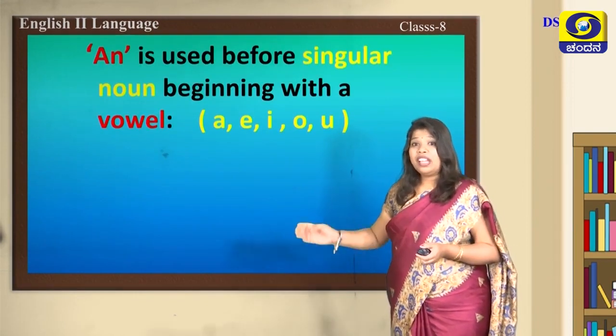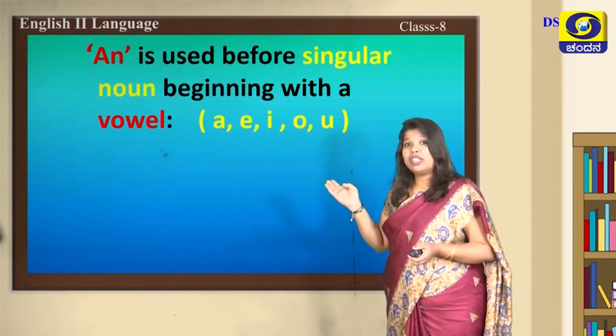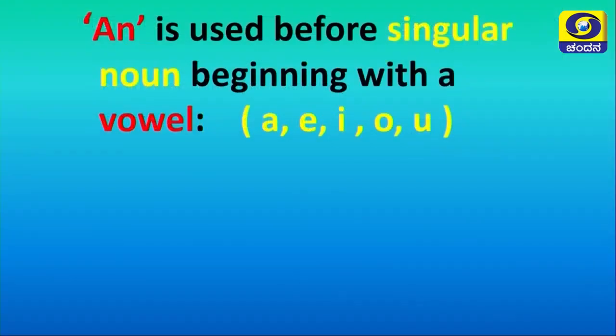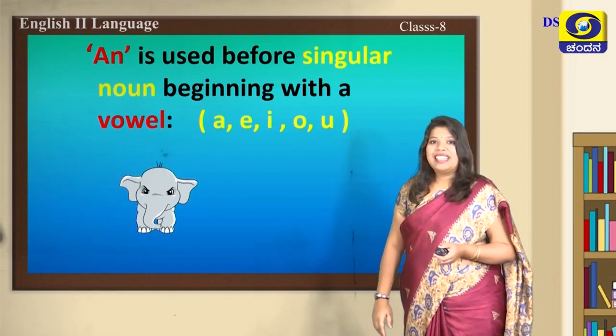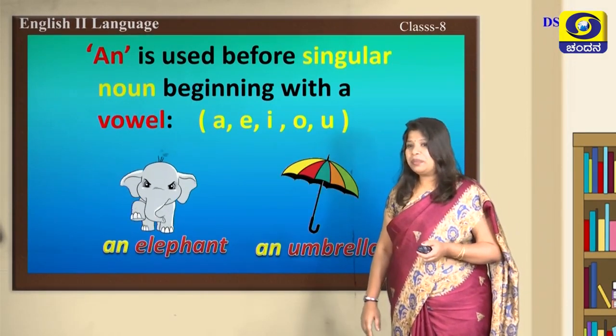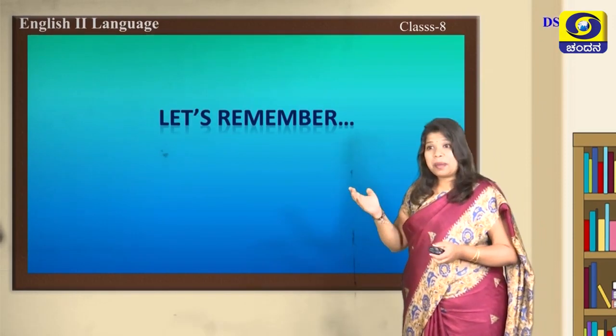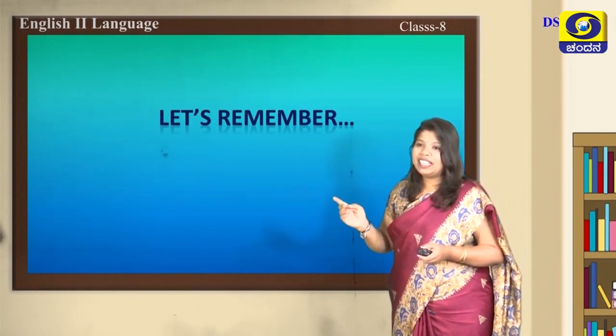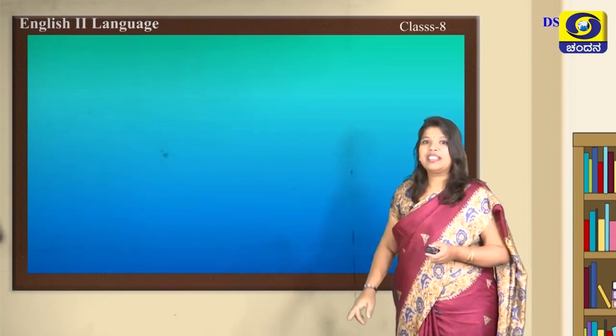Now, an is used before singular nouns beginning with the vowel A, E, I, O, U. For example, an elephant, an umbrella. So, let's remember some rules regarding the use of an, children.